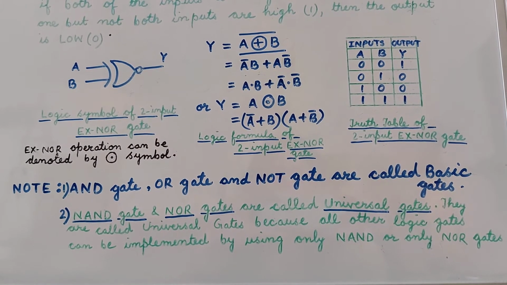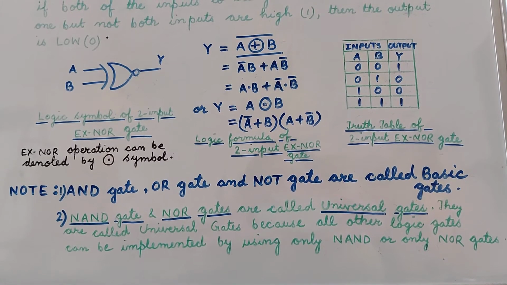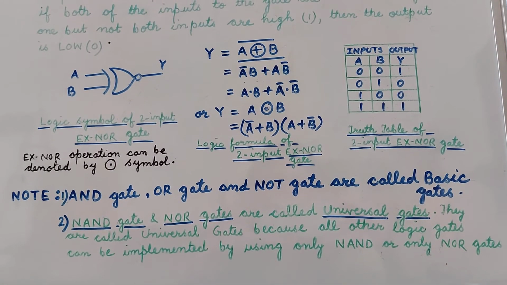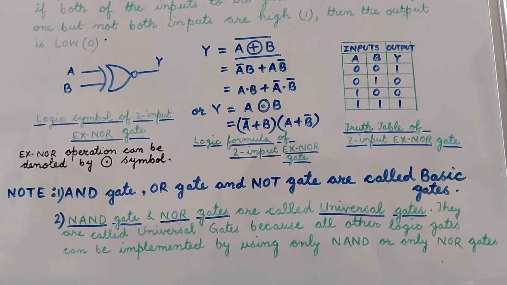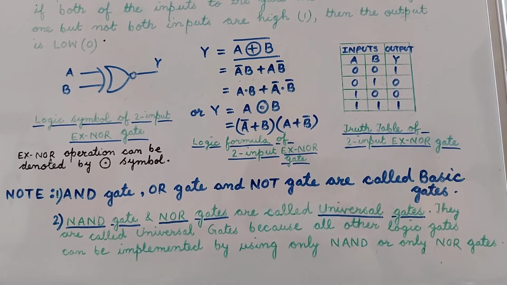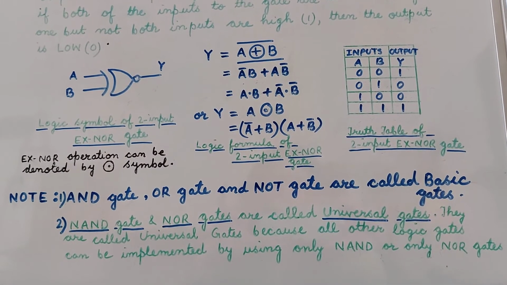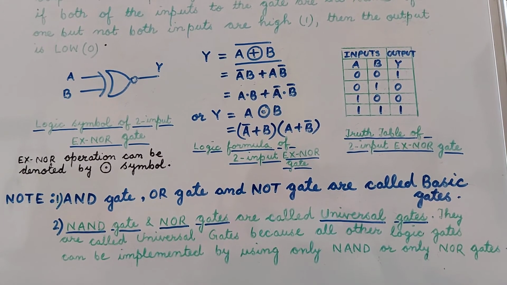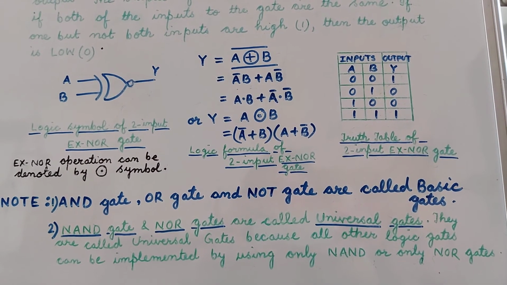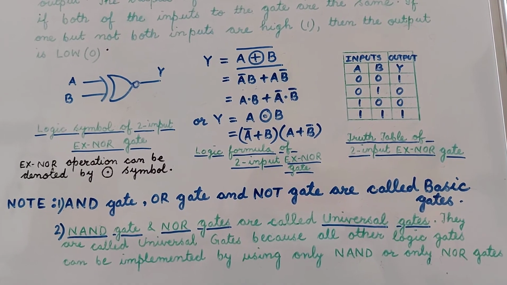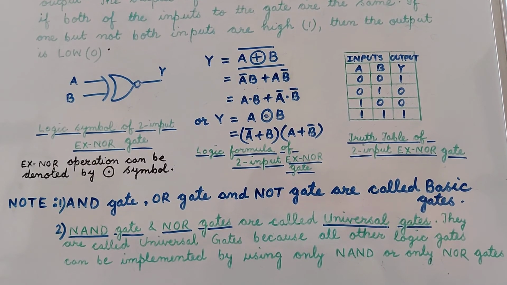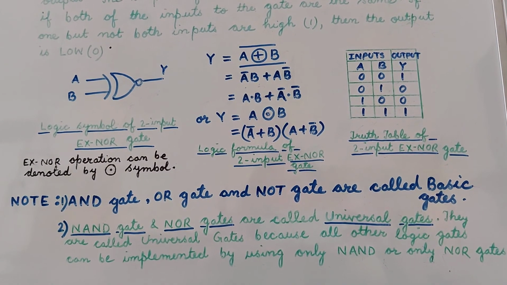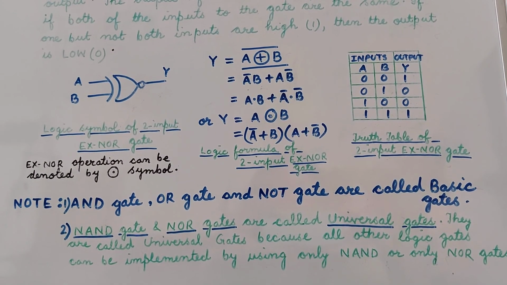And the other two gates, that is the NAND gate and the NOR gate, are called universal gates. These gates are called universal gates because all other logic gates can be implemented by using either only NAND gates or only NOR gates. So that completes the topic logic gates.